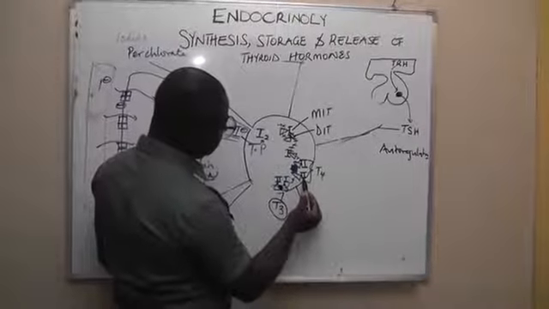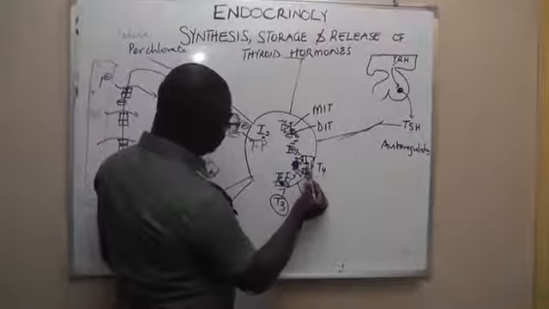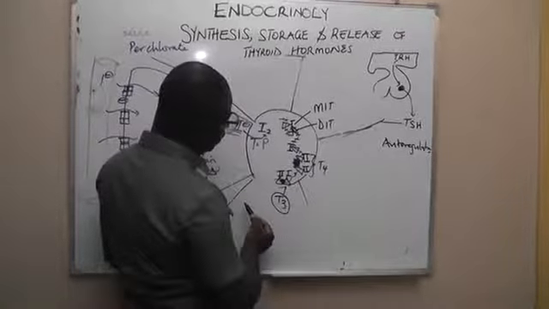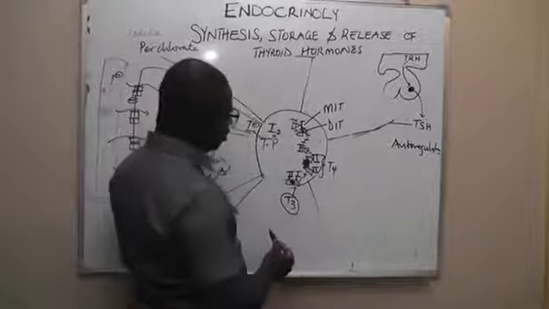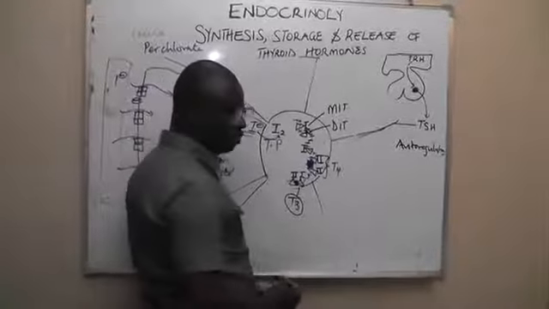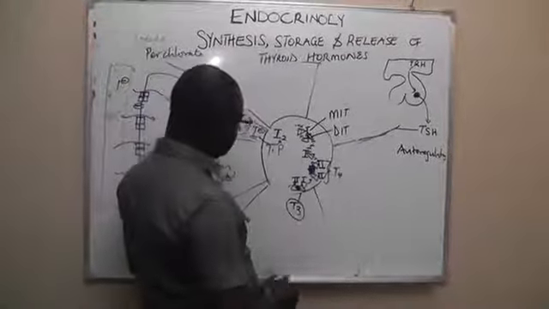Then in this case, this same enzyme, thyroid peroxidase, couples these 2 guys. This is what? This is diiodothyronine. This is also what? Diiodothyronine. So these two compounds now become tetraiodothyronine, or you can also call it thyroxine, which is your T4.